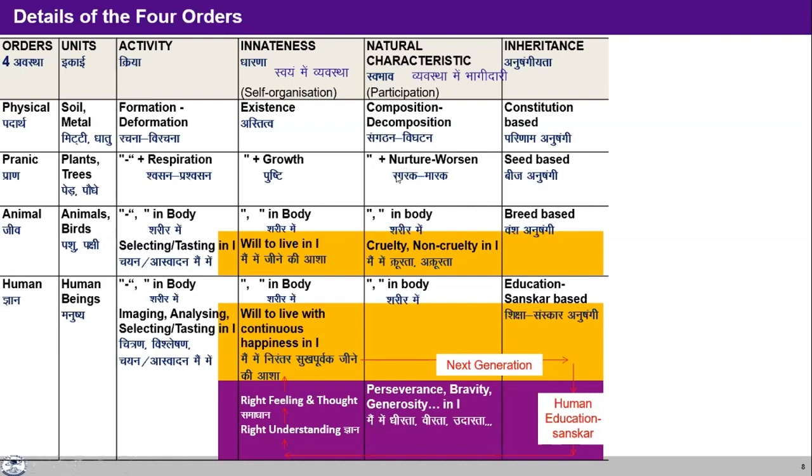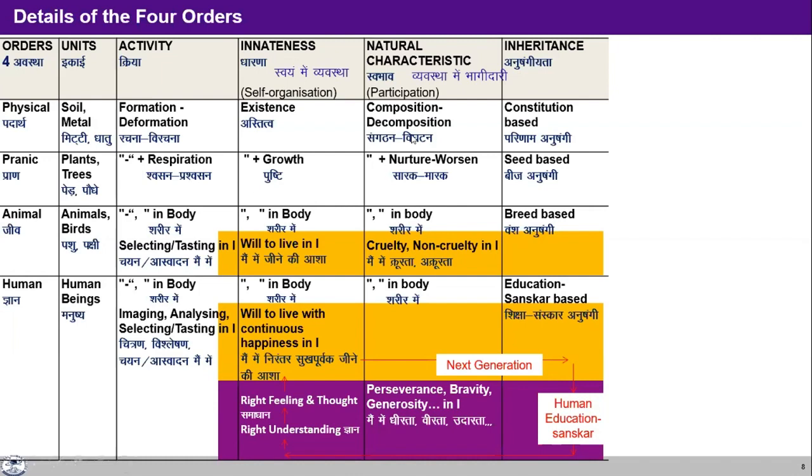Now, when I'm consuming food, let us say I consume some spinach plant. So the body consumes the spinach plant and the body gets nurtured. But in that process, the spinach plant gets worsened. It gets consumed. So the spinach gets worsened and the body gets nurtured. Isn't it?